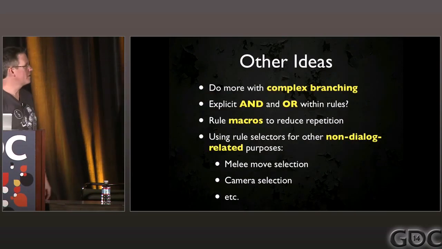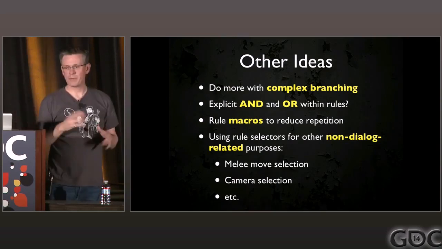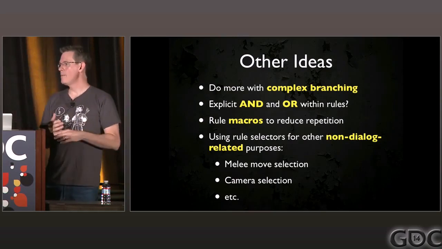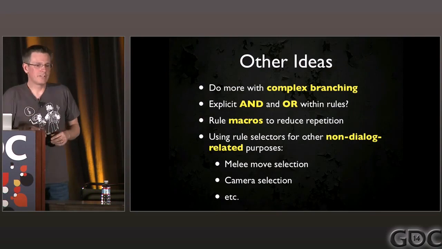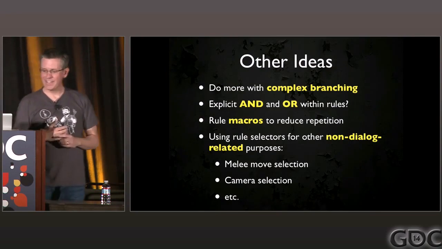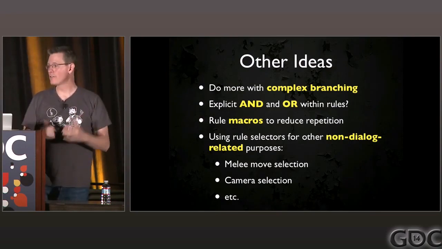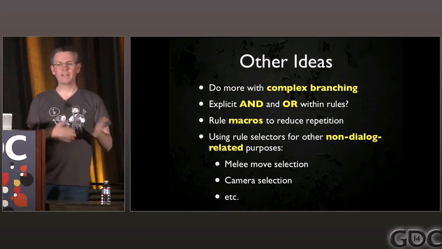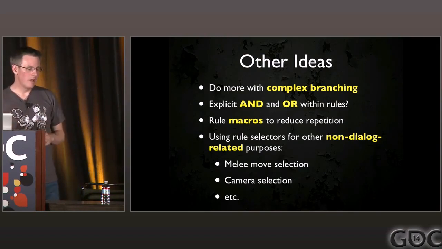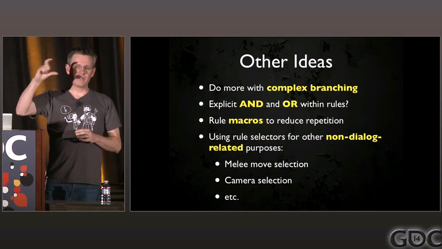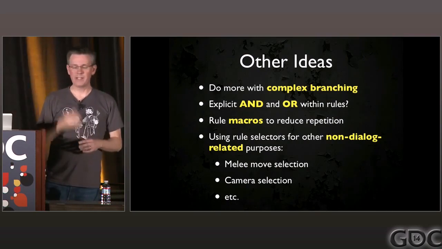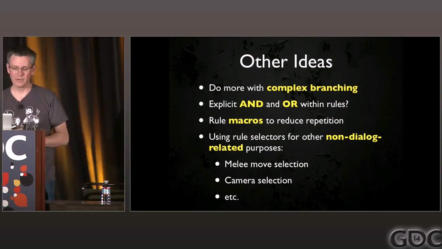A few other minor ideas, maybe doing more with complex branching in our conversations, maybe supporting an explicit AND operator just to make things a little simpler syntactically, or maybe providing macros. We actually have macros in our scripting language, but we didn't have time to retrofit them in for the dialogue system so that you could specify a rule and reuse it over and over. So we did have a bit of cutting and pasting in our system that we would have liked to avoid.